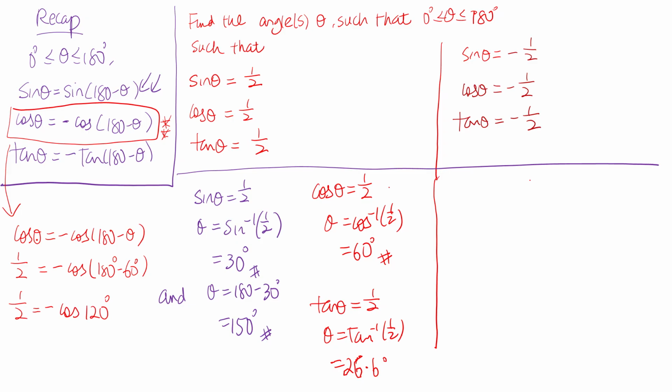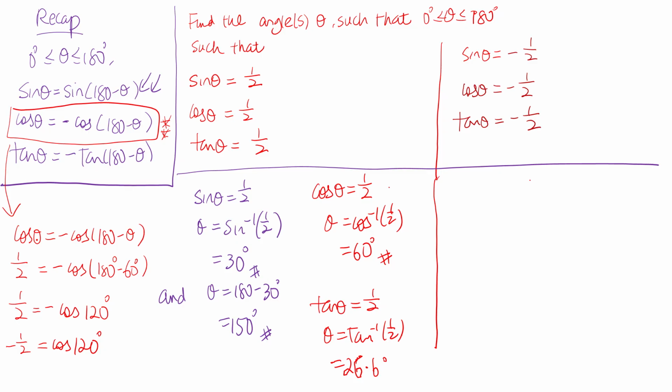So you see that this is how we can actually make use of the connection. You see that your cosine 120 degrees will be equal to negative half. And you can do the same for your tangent.